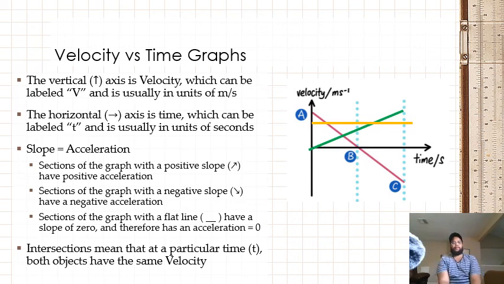Intersections mean that at a particular time, both objects have the same velocity. So at this point, whatever time this is, the green object and the red object both have the same velocity. At this point here, the red object and the yellow object have the same velocity. So that's what intersection means for velocity versus time graphs.